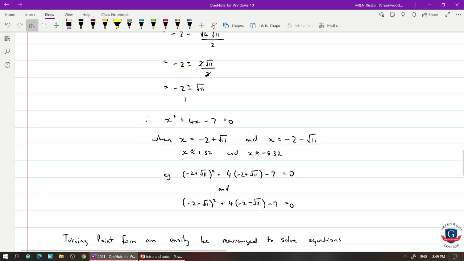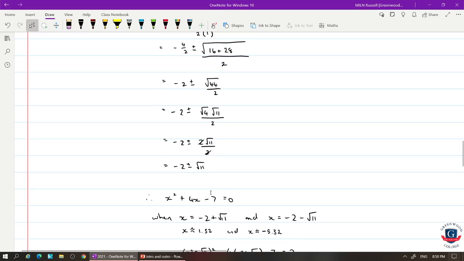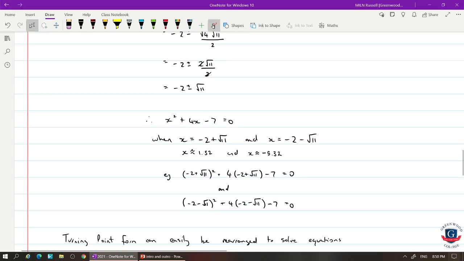But more accurately, we could just put these values back into the equation. So -2 plus root 11 squared plus 4 times -2 plus root 11 take 7. And if you stick that into a calculator, lo and behold, it will equal 0. And there is no way you could use guess and check to figure that out. Quadratic formula really is the only practical solution. And similarly for -2 take root 11, stick that into the original equation, this thing here, and we will get, again, 0 as our answer.